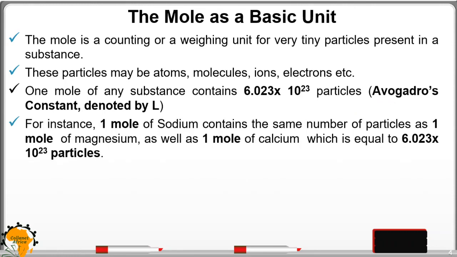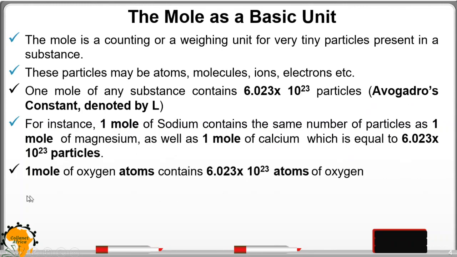For instance, 1 mole of sodium contains the same number of particles as 1 mole of magnesium, as well as 1 mole of calcium, which is equal to 6.023 times 10 to the power 23. These are different elements, but since it is 1 mole, they contain the Avogadro's constant.